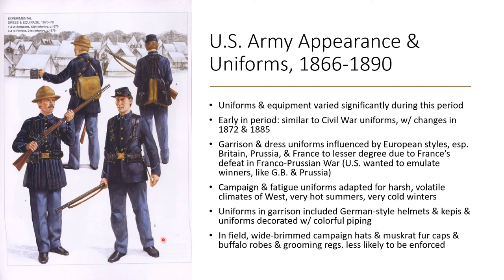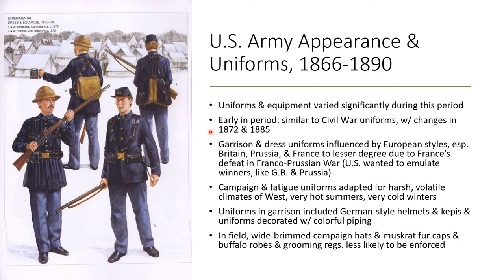These are some uniforms that were worn in the 1870s. As you can see, they look pretty similar to those worn by soldiers during the Civil War, but there were additions like decorative piping, or basically fabric added to the collars to make the uniforms a little bit more ornate. They're still very, very simple uniforms, very plain compared to those being worn by Europeans.